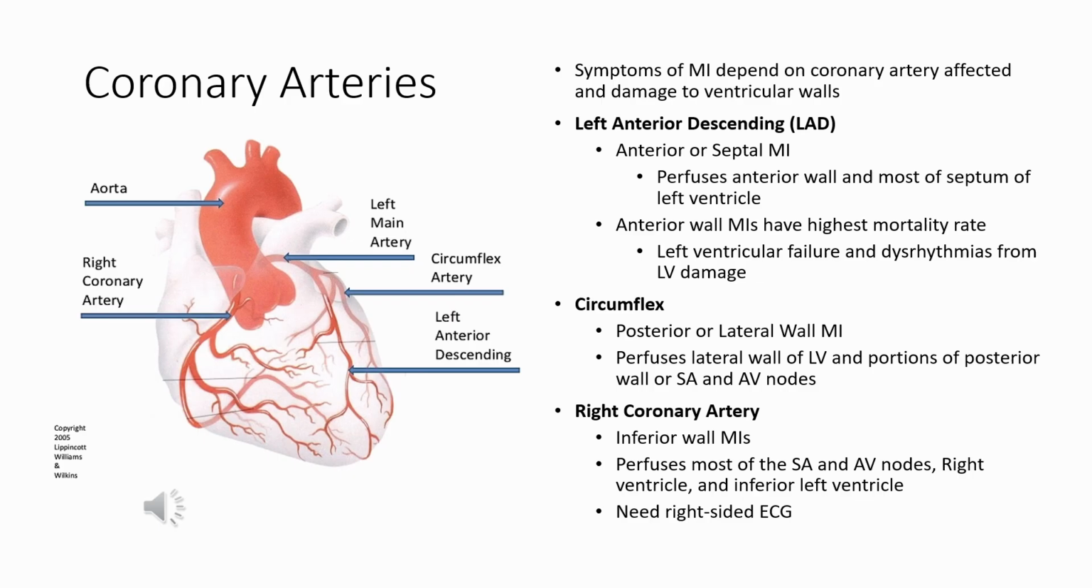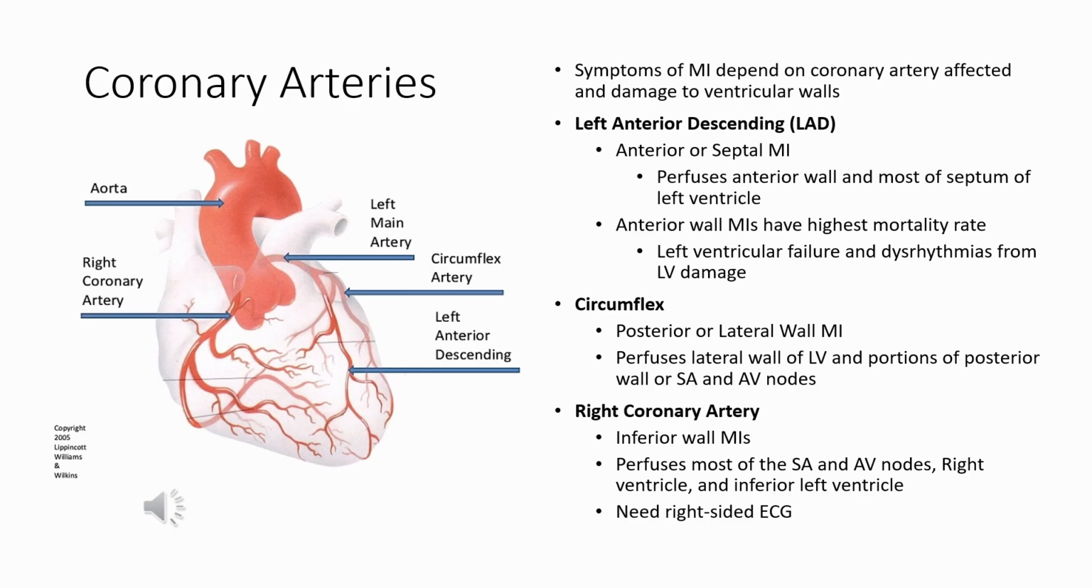The right coronary artery, or RCA, supplies blood to the right ventricle, as well as the inferior wall of the left ventricle and the SA and AV nodes in most people. So a blockage in the right coronary artery often leads to an inferior wall MI. About 50% of inferior wall MIs are associated with right ventricular infarction, which can significantly impact cardiac output and hemodynamic stability. Because the right ventricle is involved, a right-sided EKG is going to be crucial in assessing the extent of the infarction.